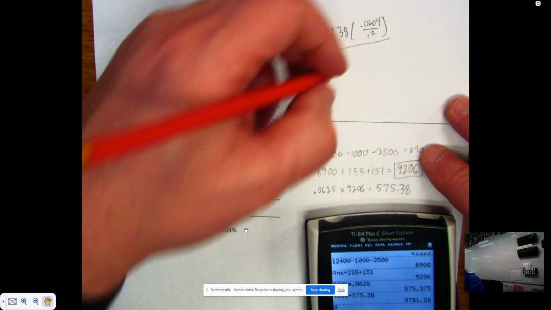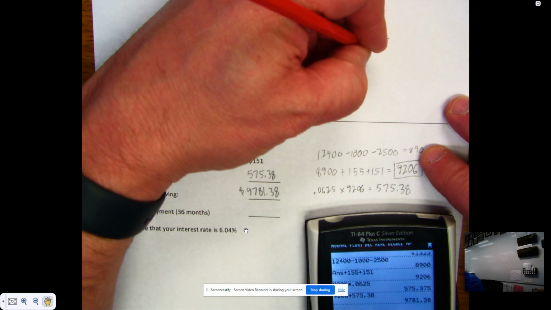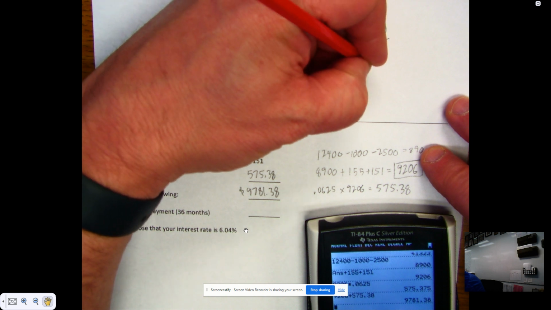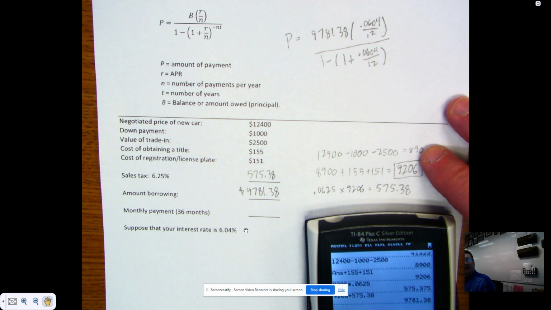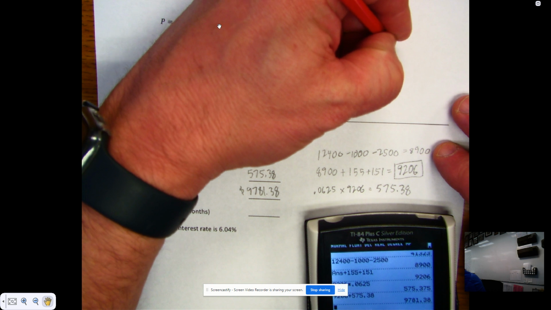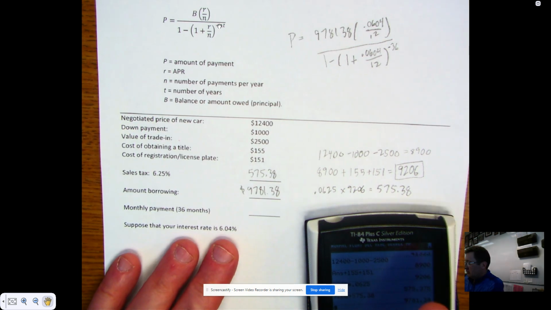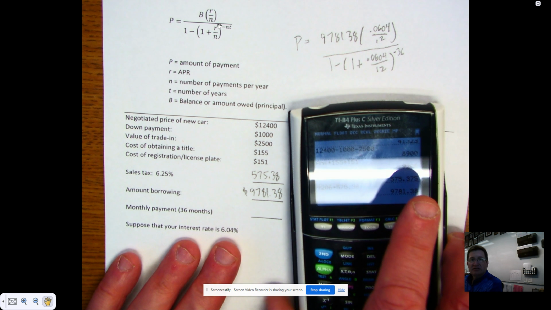And then on the bottom, we have 1 minus the quantity of 1 plus r over n again, so 0.0604 over 12, to the negative nt. Now, n is the number of payments per year, which is 12, and t is the number of years, which in this case is 3. But as you can see on my problem, I just went ahead and told you it was 36 months. So it's going to be negative 36 in our exponent. Now, we're going to have our calculator do this.